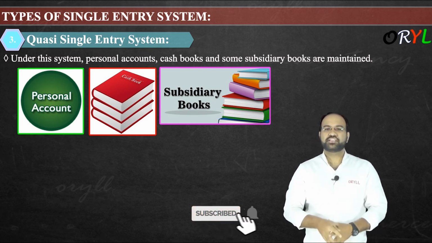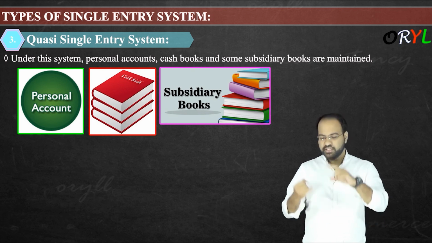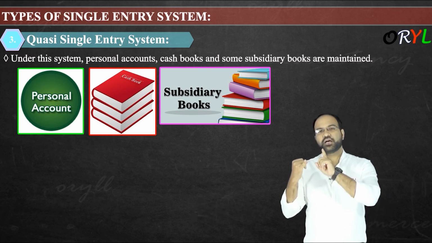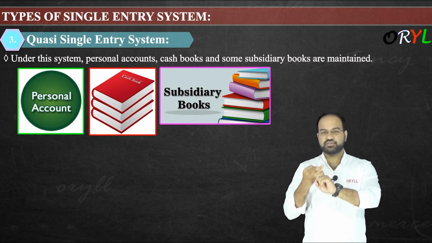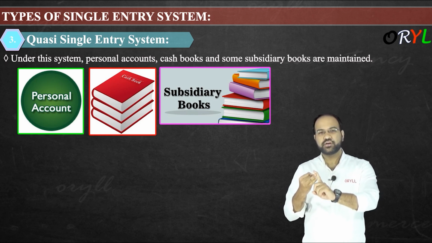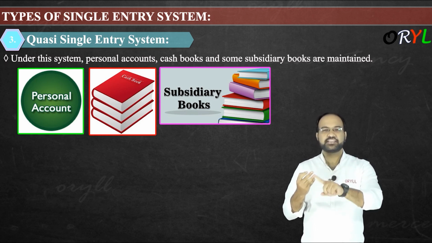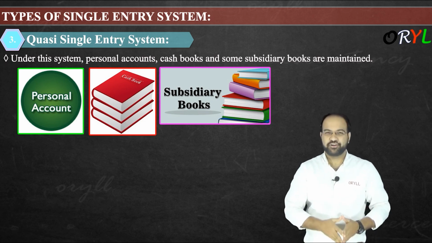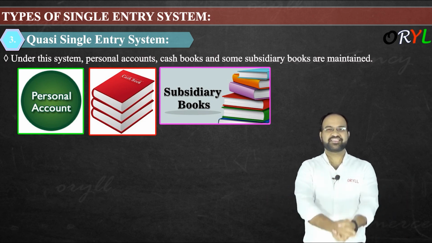So let me recall what is happening. In the first one, we are just maintaining personal accounts. In the second one, personal accounts plus cash book. In the third one, personal accounts, cash book and some subsidiary books are maintained. Got it? So this was about the types of single entry system.